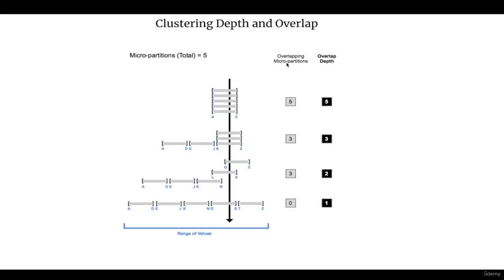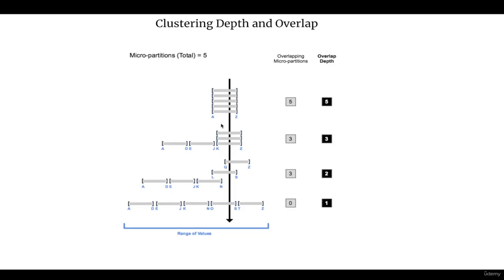So the number of overlapping micropartitions is 5, and the overlapping depth is 5 again, because your overlapping depth is the measure of micropartitions, okay, and how well your table is clustered. So the overlapping depth is 5.